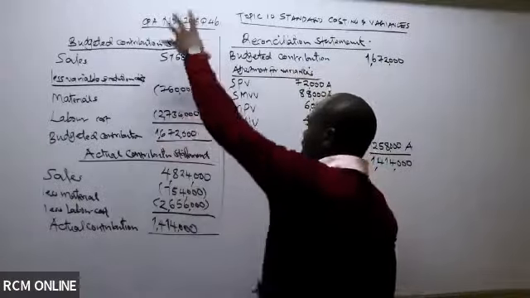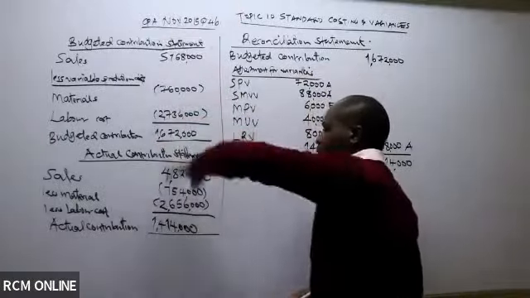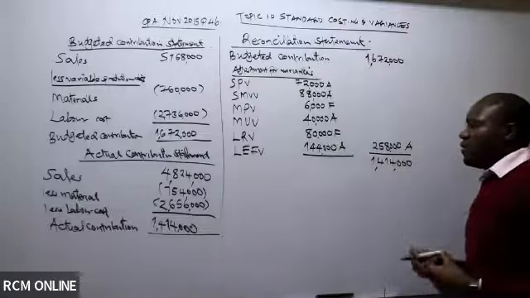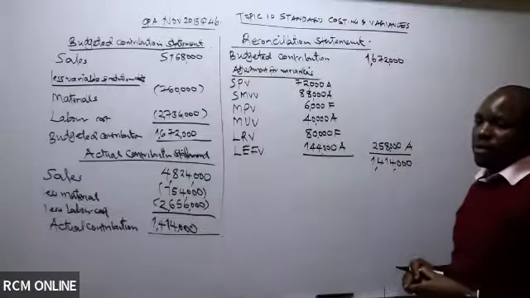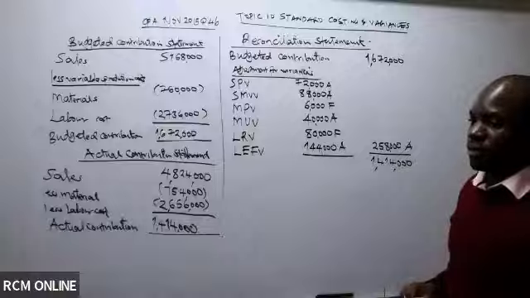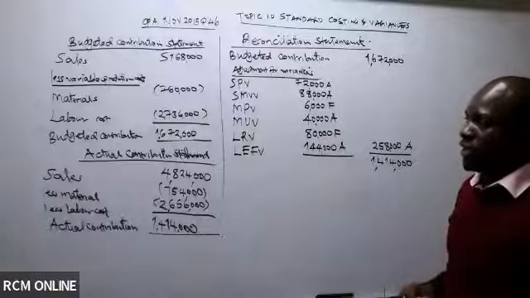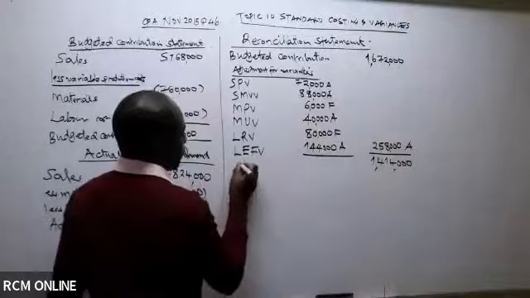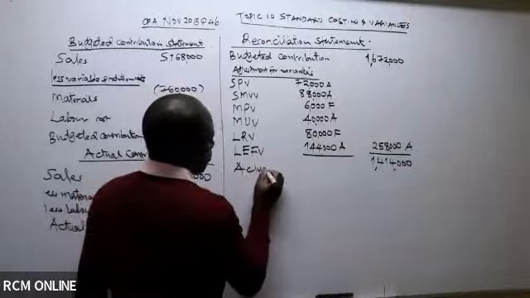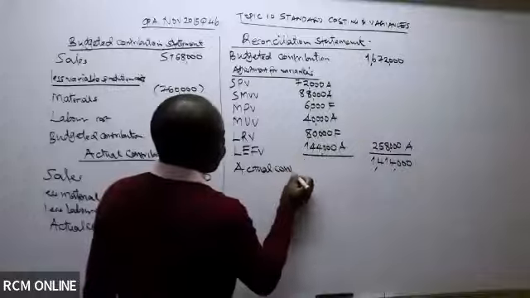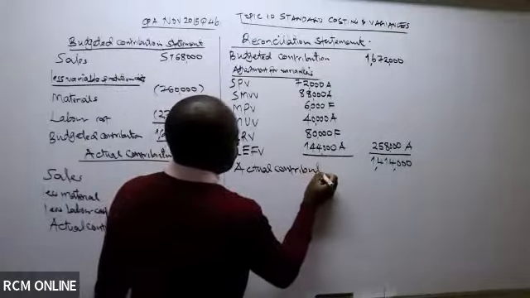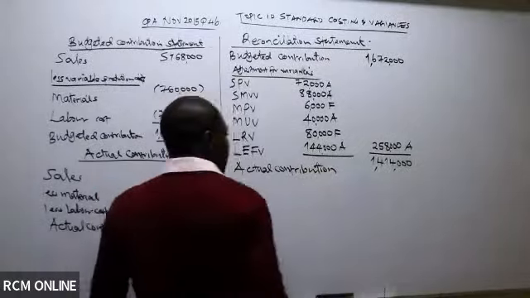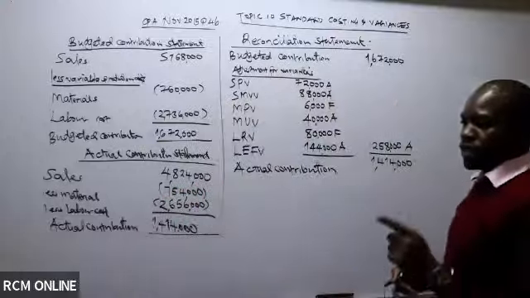Is it equal to any net contribution here? If yes, give me the name of that contribution. Actual contribution. So at any given time, you are told to come up with a reconciliation statement.